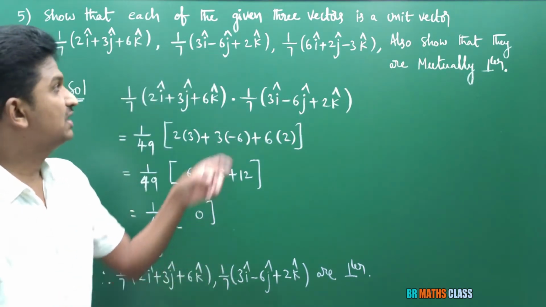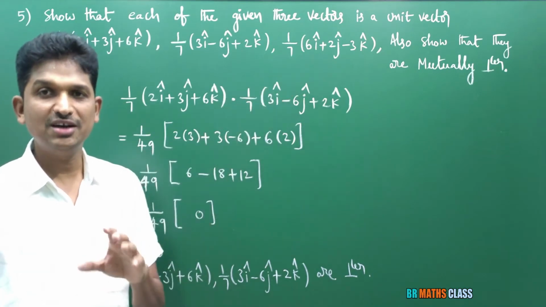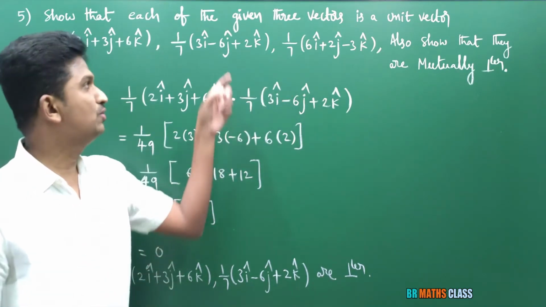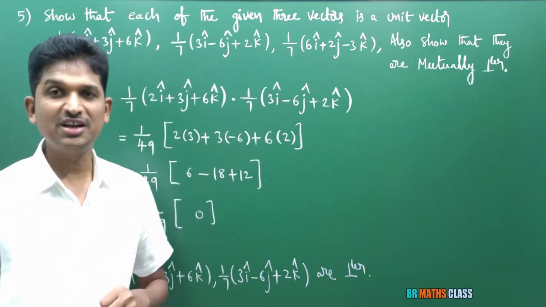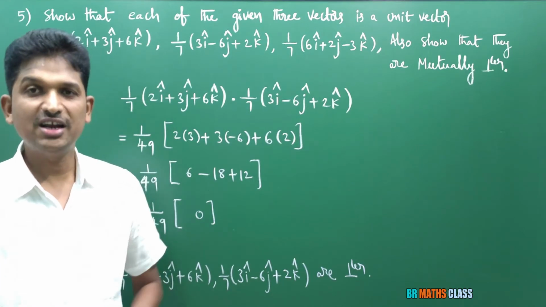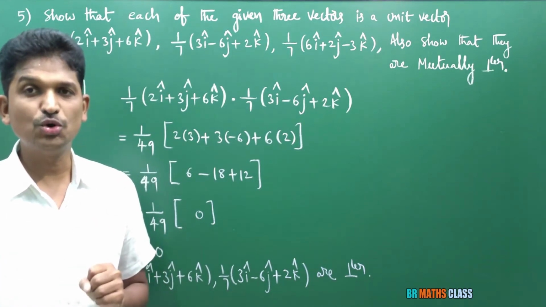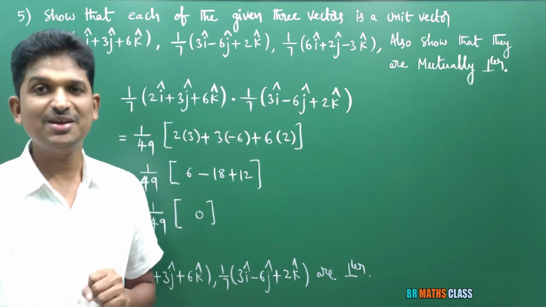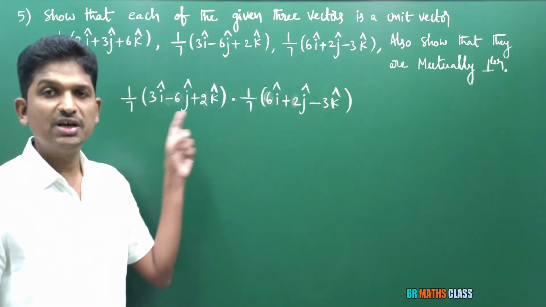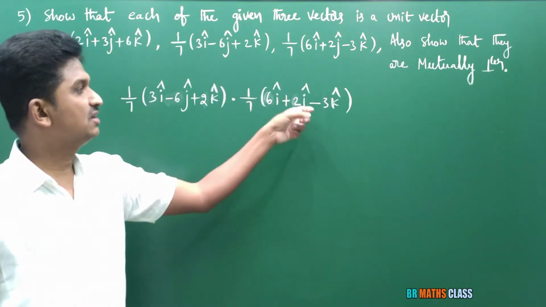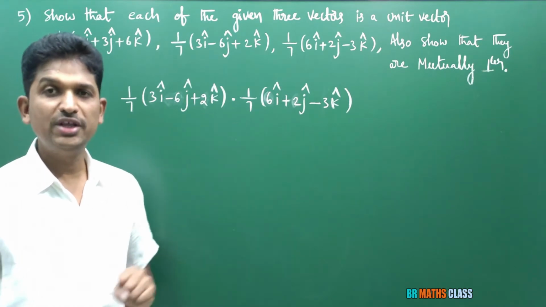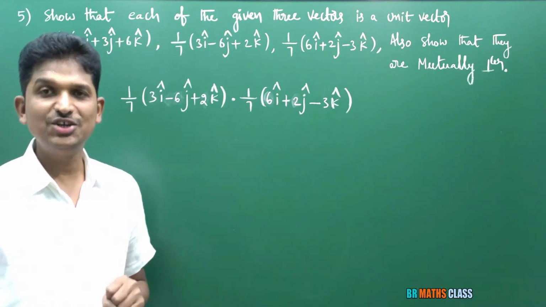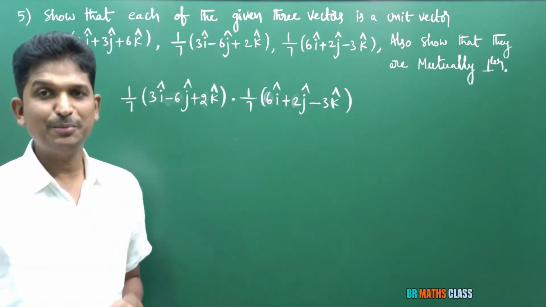Now I'll prove that the second vector and third vector are perpendicular. How to prove second vector, third vector are perpendicular? Very simple. Calculate their dot product. If the answer is 0, then we say that those vectors are perpendicular. You observe here, I consider the second vector, third vector. Now I'll do their dot product. If the answer is 0, then I can say that they are perpendicular.